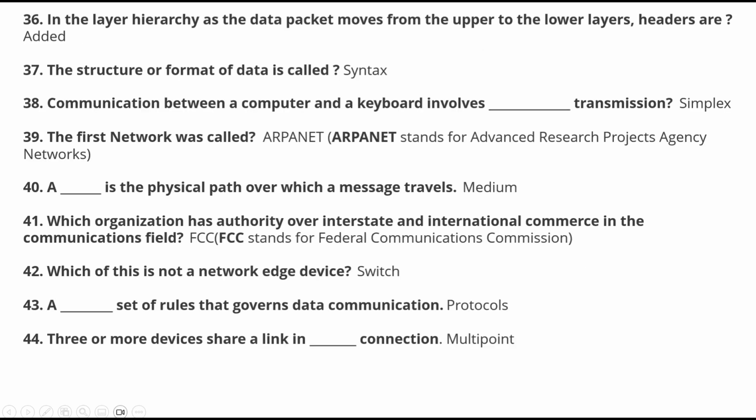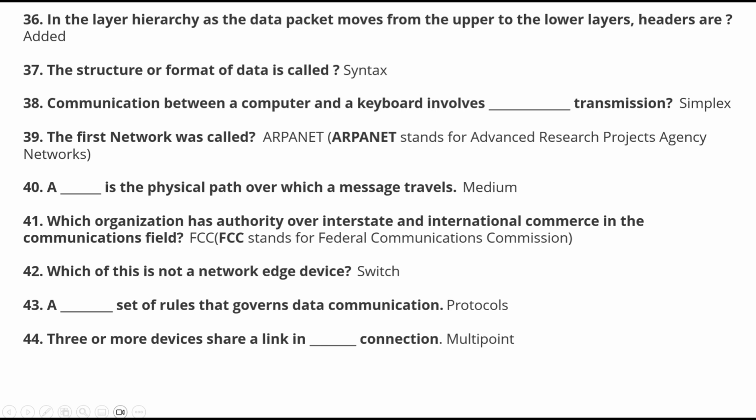36. In the layer hierarchy, as the data packet moves from the upper to the lower layers, headers are added. 37. The structure or format of data is called syntax. 38. Communication between a computer and a keyboard involves simplex transmission. 39. The first network was called ARPANET. ARPANET stands for Advanced Research Projects Agency Networks.